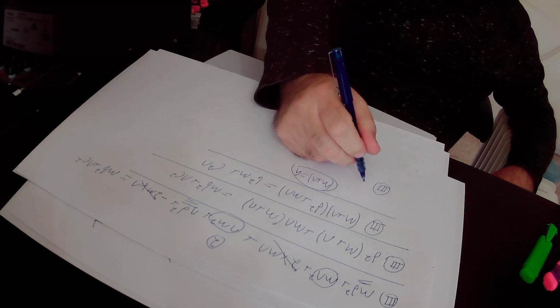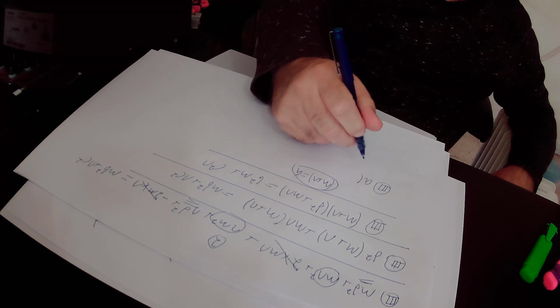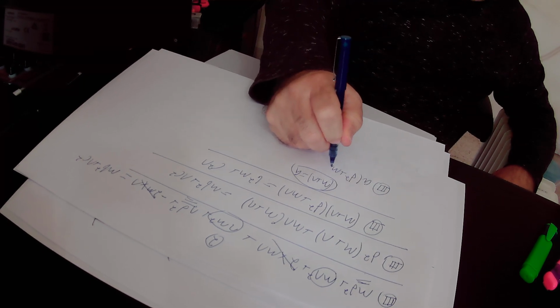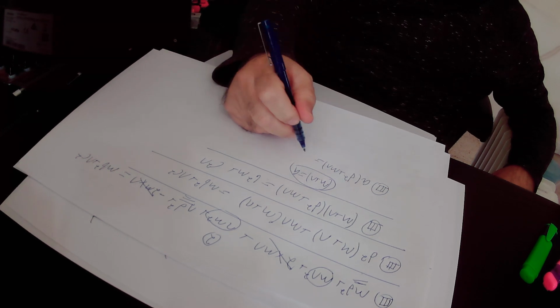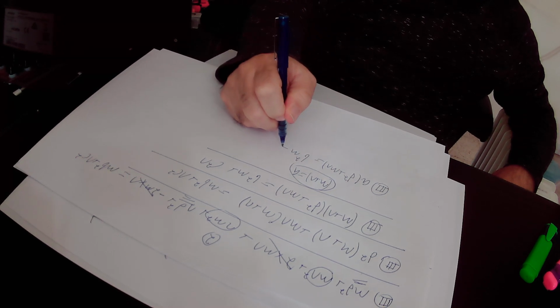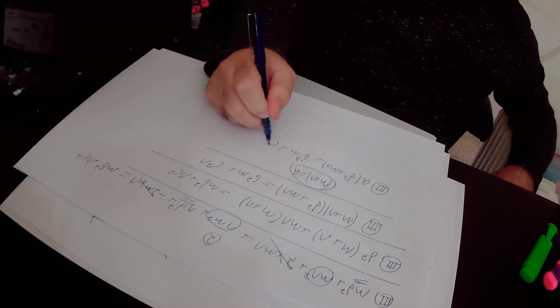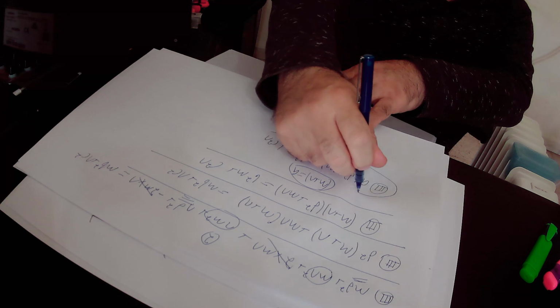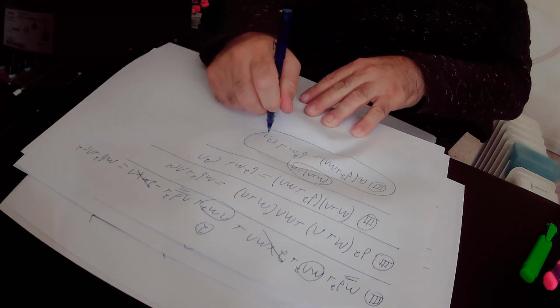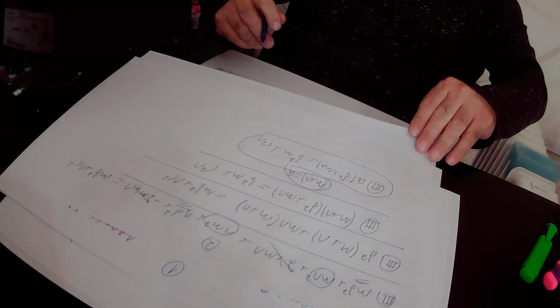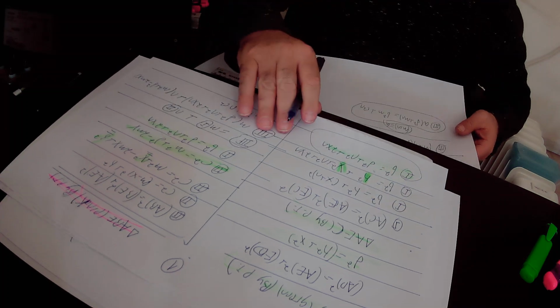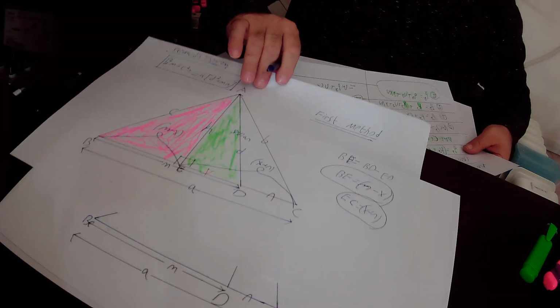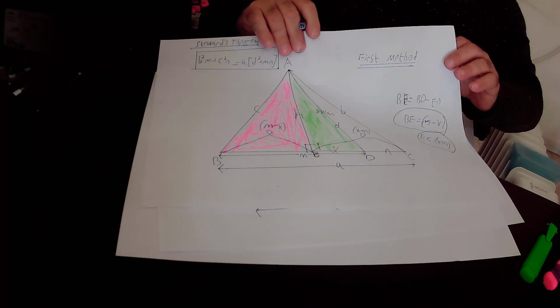that according to equation number 3, a times (d square plus mn) equals b square m plus c square n. And this is exactly Stewart's theorem. So we proved Stewart's theorem according to the first method. In the next step, we'll prove Stewart's theorem according to the second method.